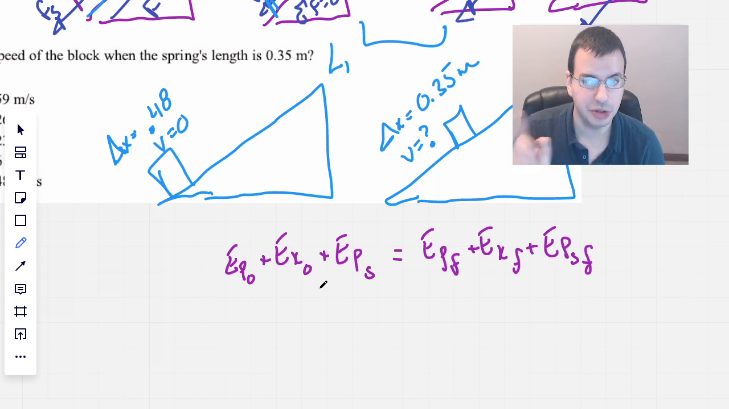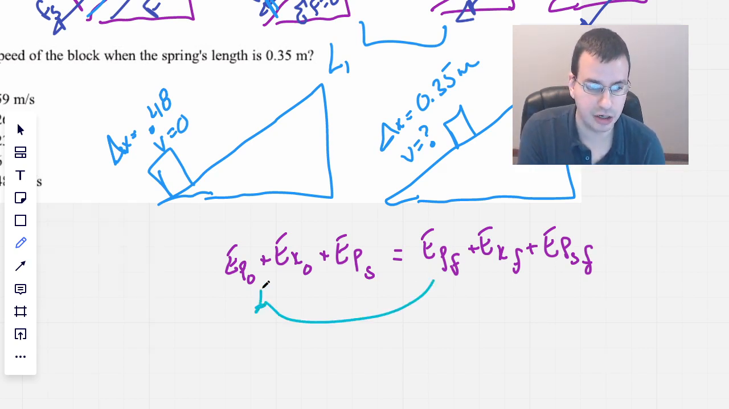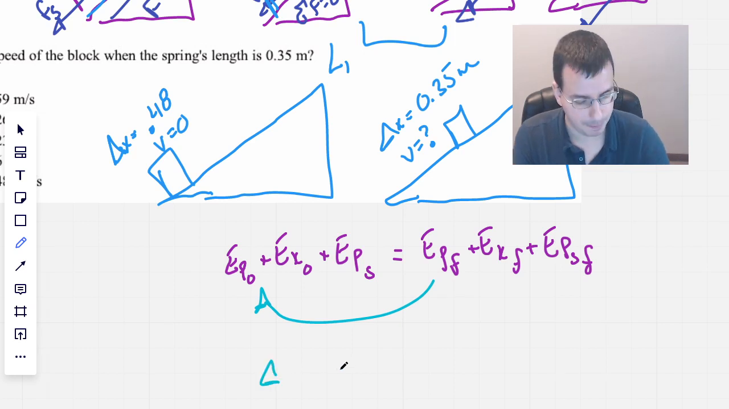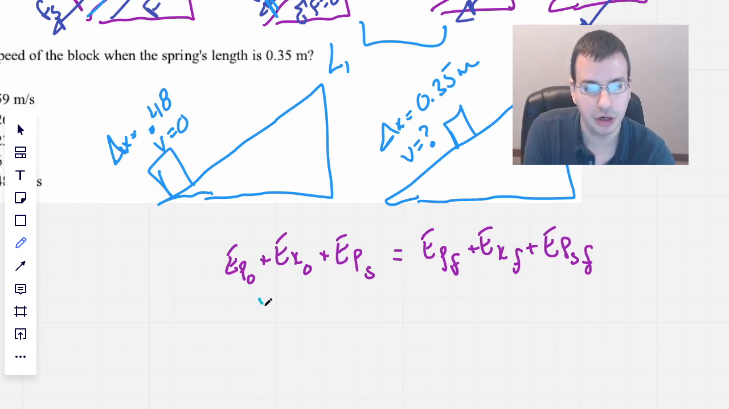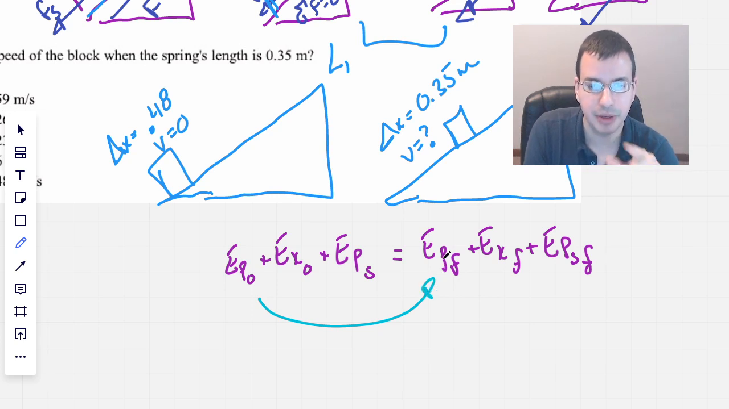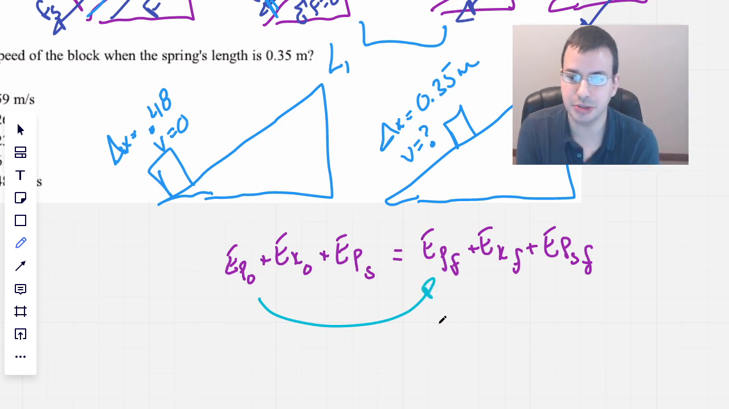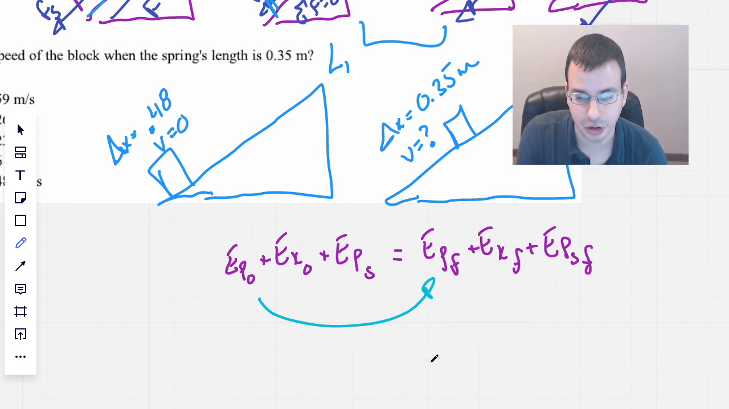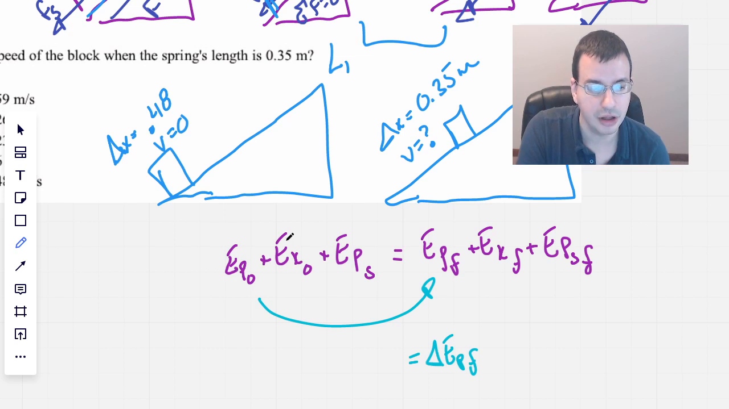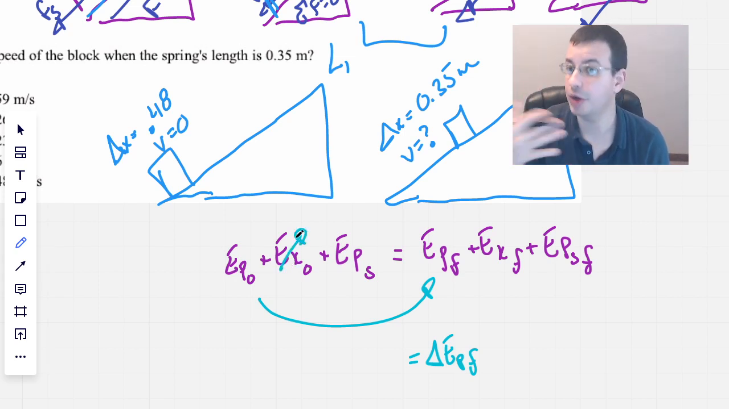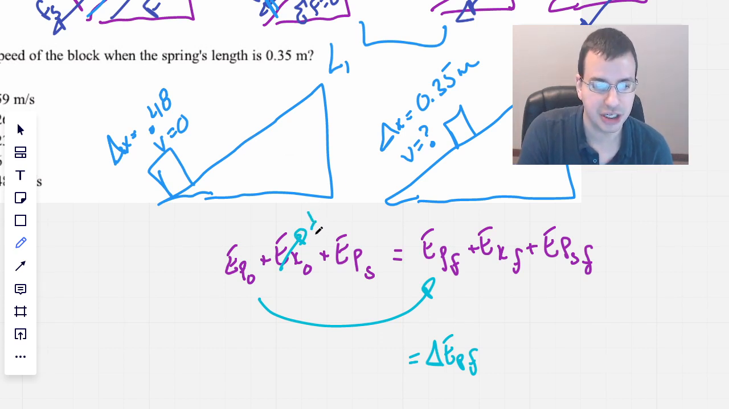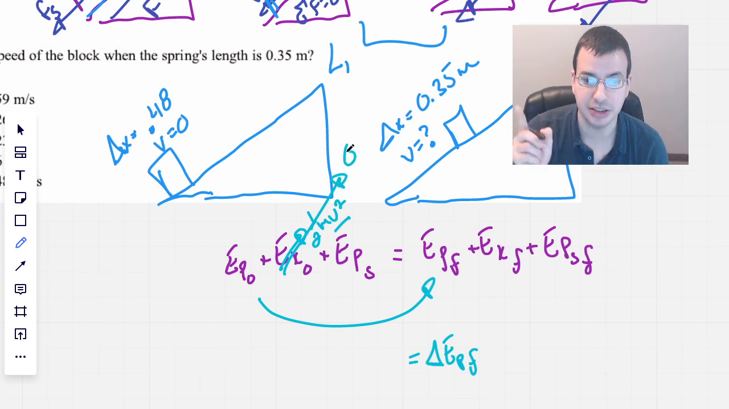So energy potential, that's going to be due to height. And so I'm going to move this one over there because the block is moving up, so the energy potential final will be higher. So I'm just going to call this change in energy potential final. I'm going to say it starts at 0 at rest. And so energy kinetic is 1/2 mv squared. If this v is 0, then that whole thing is 0.